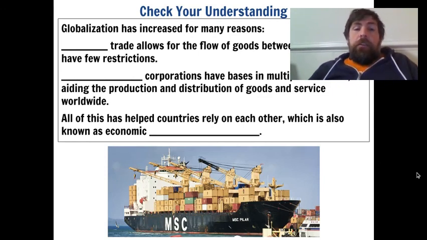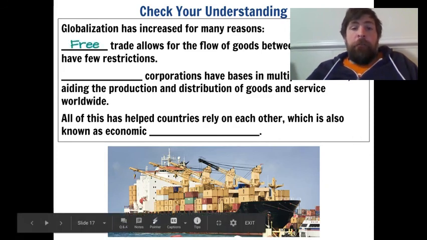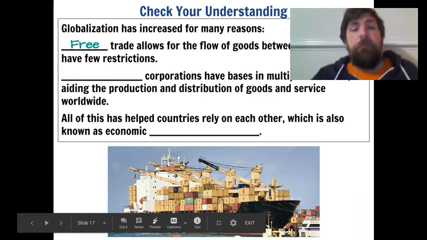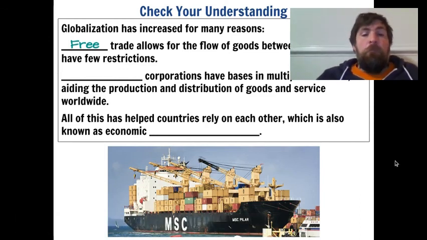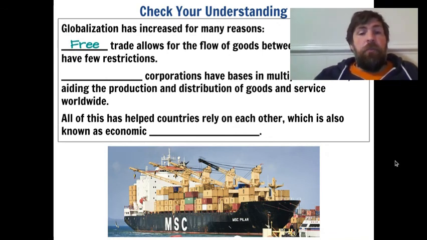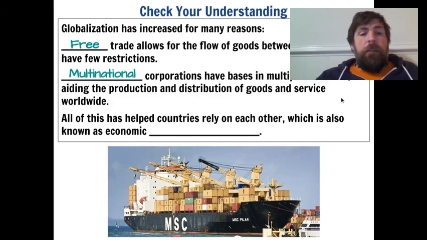So just a quick check for our understanding. Globalization has increased for many reasons. Free trade allows for the flow of goods between countries to have few restrictions. So countries can buy and sell things more easily. Multinational corporations have bases in multiple countries, aiding the production and distribution of goods and services worldwide.